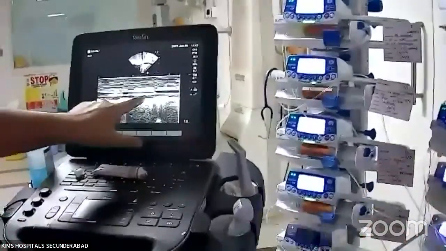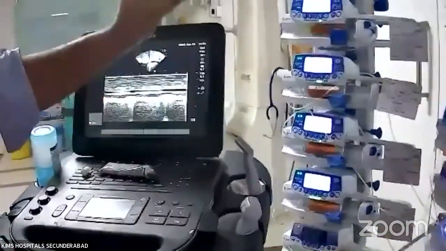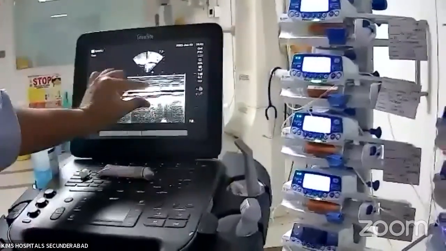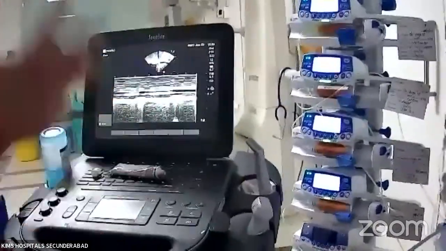See, this is the IVC lumen, but it's getting more than 50% variation. That means you can still give more fluid. But if there's no variation, that means it's very stiff, so you cannot give more fluid. So this is the first thing.